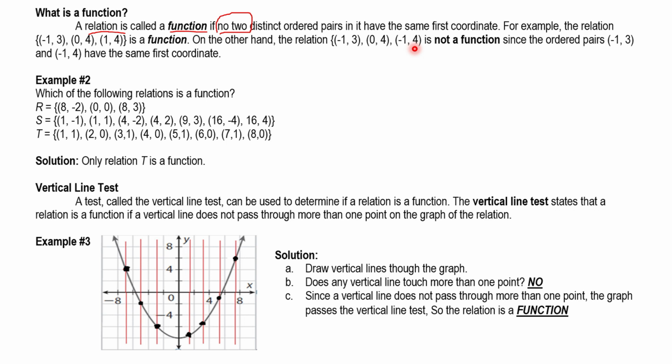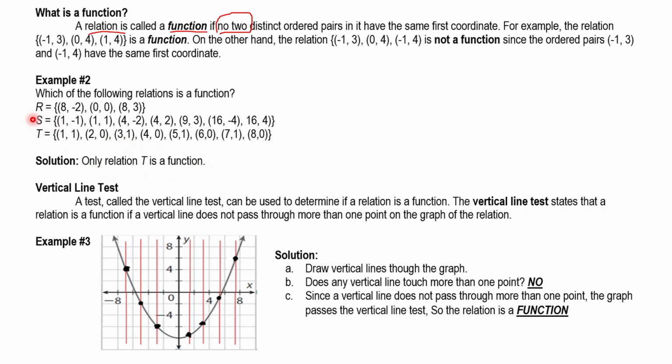Example number 2. Which of the following relations is a function? Set R containing 8, -2, 0, 0, 8, 3, set S, this one, and set T. Our answer for that, only relation T is a function.